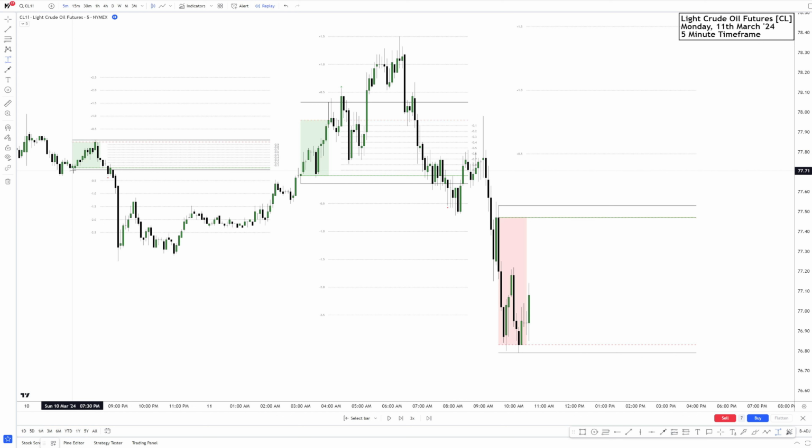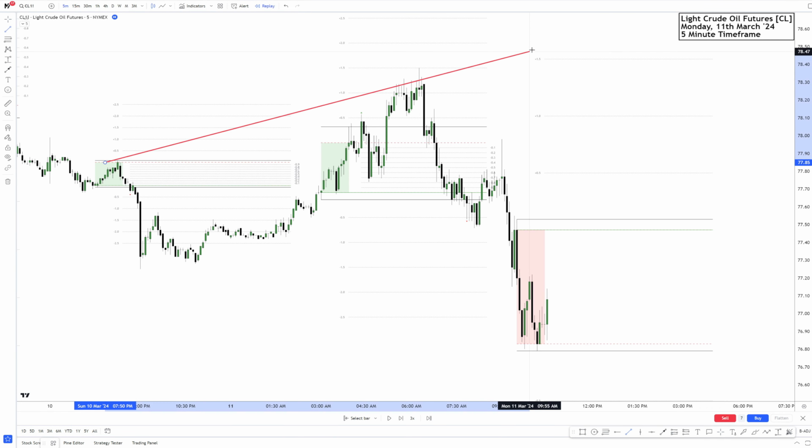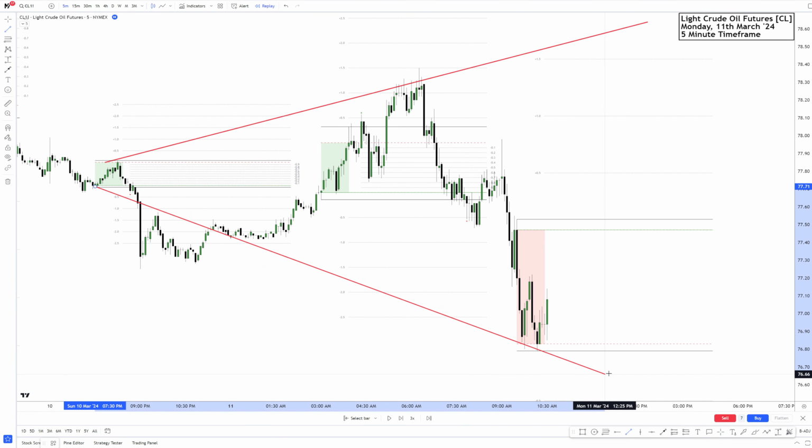Now the big question. Take a moment and look at this chart. What would you expect from price? Pay attention to details. First of all, every DR session box expands the previous one, which we call a range expansion model. Next, we have a big trumpet forming. Keep in mind, we haven't got any confirmation to the down or upside yet, and we're just observing price.